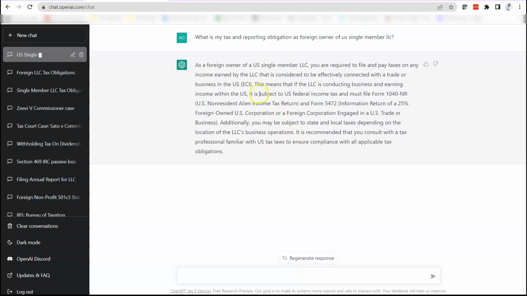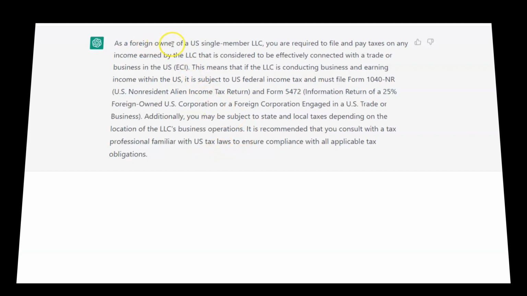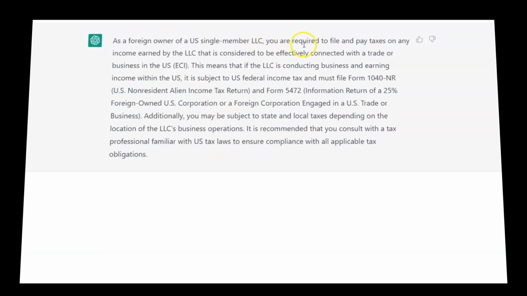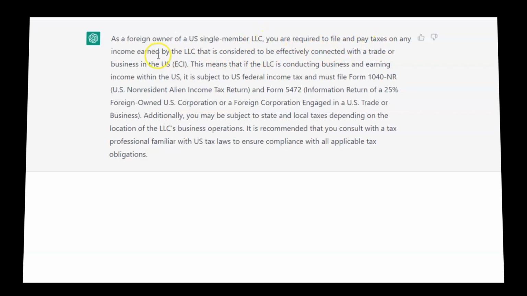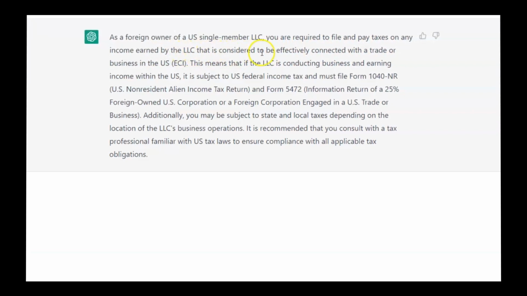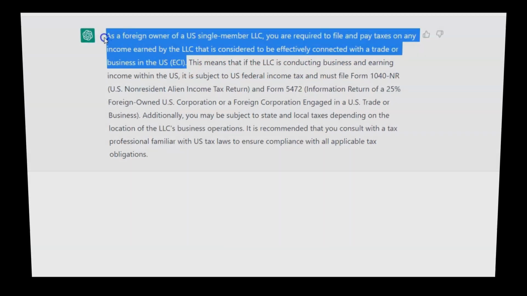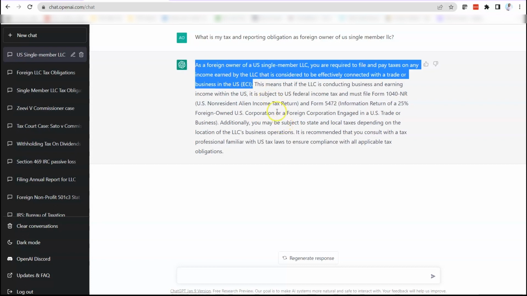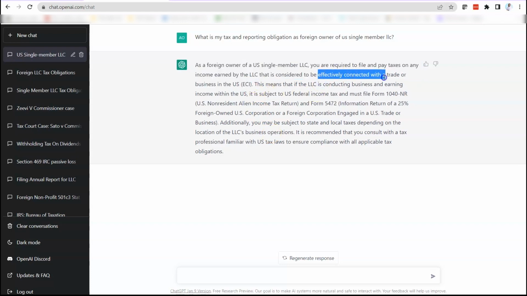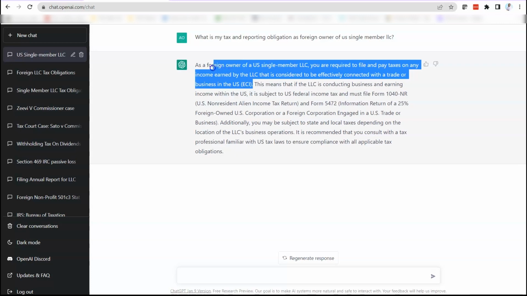Okay, so let's read the first sentence here. So it says, as a foreign owner of a U.S. single member LLC, you're required to file and pay taxes on any income earned by the LLC that is considered to be effectively connected with the U.S. trade or business, ECI. This is correct. If you have effectively connected income with the U.S. trade or business, that requires you to file a tax return. Now, the big question is, what is an effectively connected trade or business? Maybe we can ask ChatGPT about it and it will tell us more. But for now, it says if you have ECI, then you are required to file a tax return.